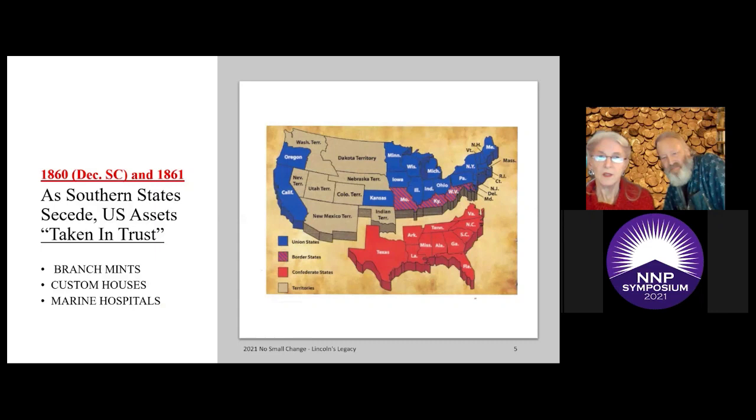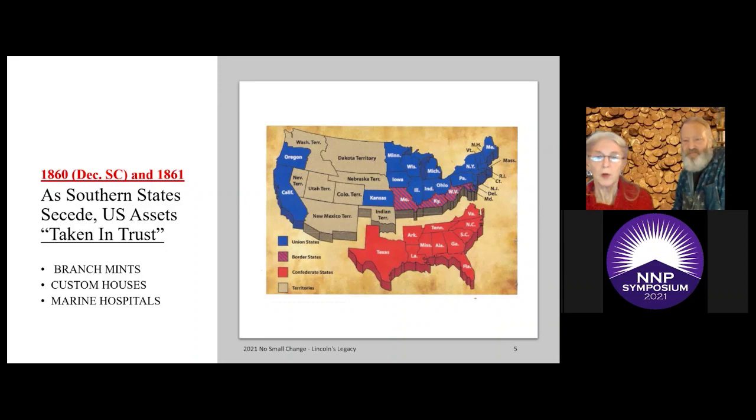And almost 70% of that income came from the use of custom houses. So when the custom houses disappeared, that was a tremendous blow to the income that was available to the North. And the infrastructure also included marine hospitals, which were there to care for merchant marines. And most significantly, the branch mints, which had the bullion and the silver and the gold that was being used to mint coins for the United States.